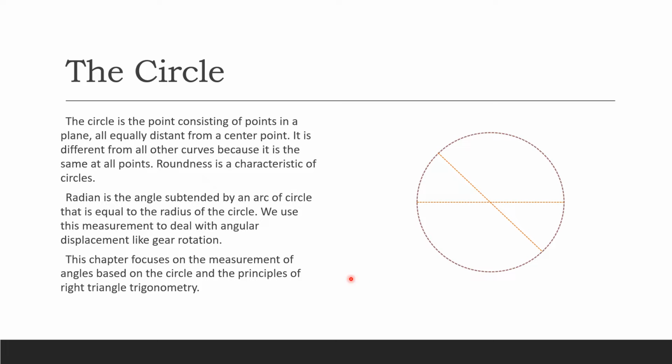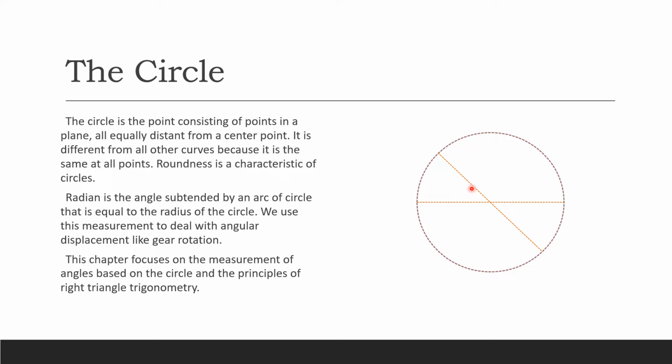The radian is the angle subtended by an arc of a circle that is equal to the radius of your circle. So we use this measurement to deal with angular displacement like gear rotation. If you want to review what a radian is, make sure you study physics 1 and 2. This chapter focuses on the measurement of angle based on the circle.